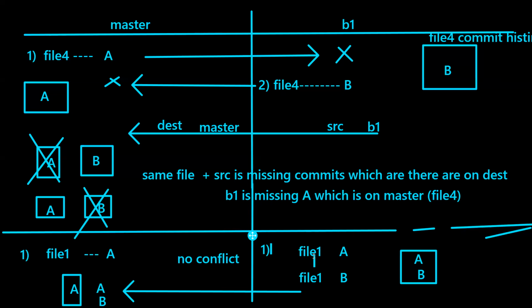Understood? Yes, madam. As you said above, we are making changes on the same file only. But A, B, whichever is there on master or on my source branch, the commit is there on destination and also on source. Additional commits were there, but it's not missing anything which is there on destination.